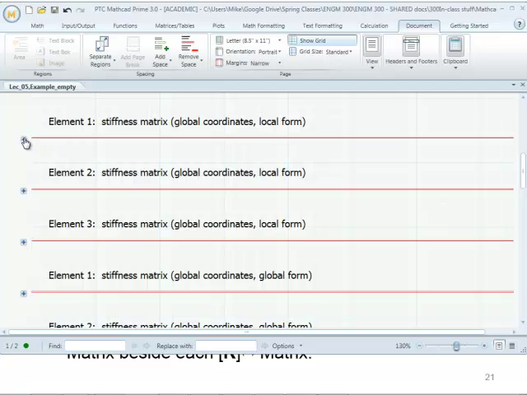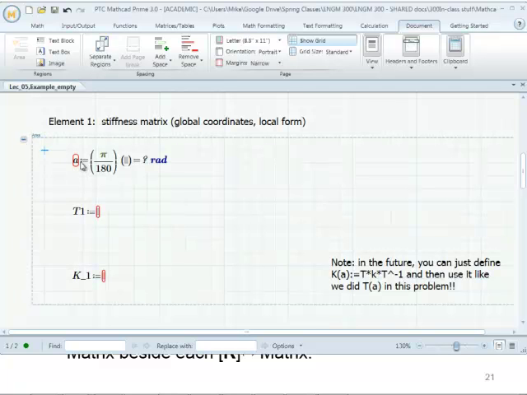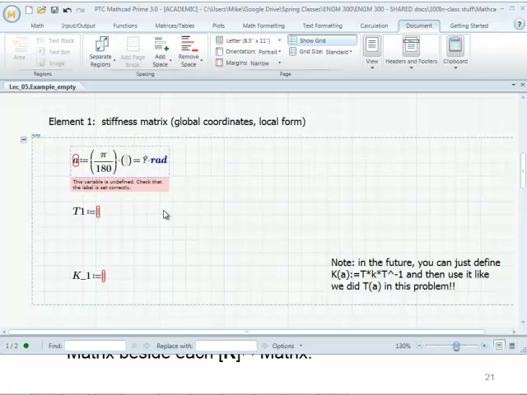All right, so let's go into element 1. A is going to be our angle. So what's our angle going to be for element 1? 0. You can see what I'm doing right there. What's this whole pi over 180? I'm just converting from degrees to radians. So I want it in radians here. All right, T1. What's T1 going to be?